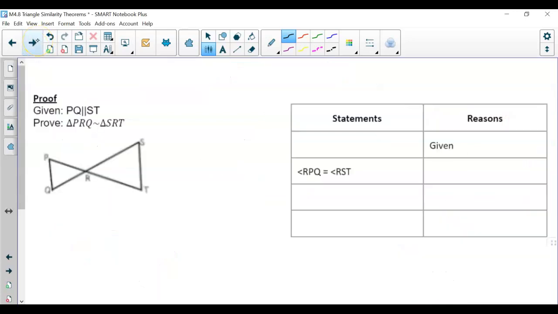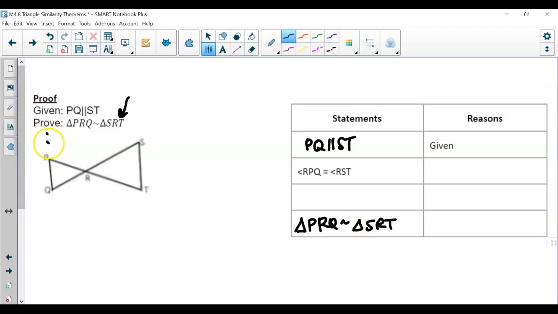So now just getting into our proof, we always start with our given information. So what is given to us? That we have two parallel sides, PQ is parallel to ST. Now we are proving that the two triangles shown here are similar to each other. So that is our last statement: PRQ is similar to triangle SRT.